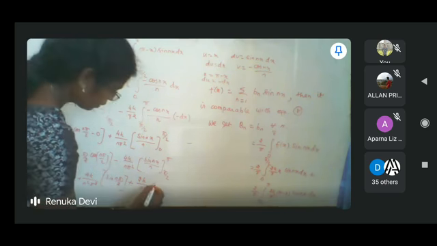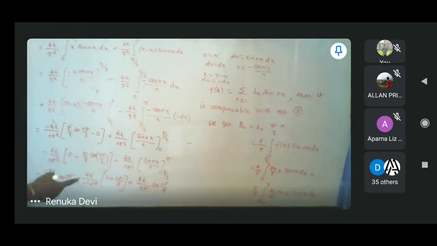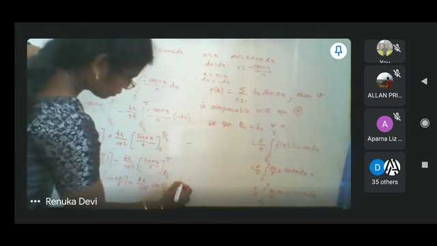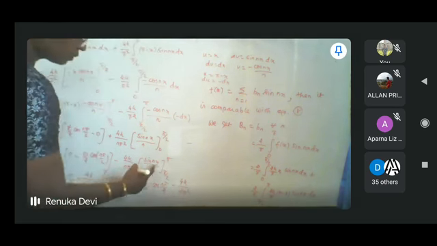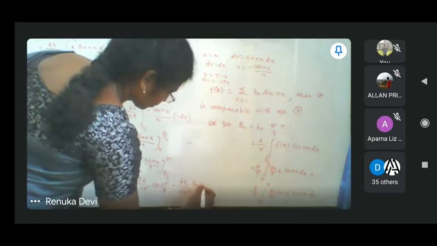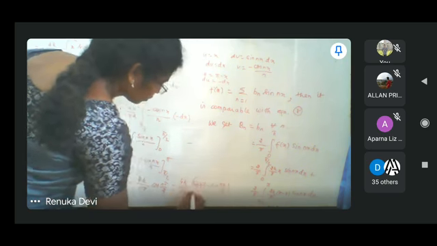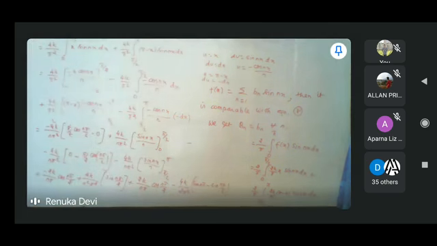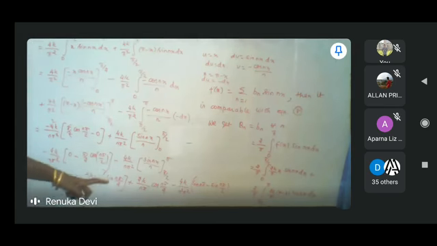Cos n pi by 2. Okay. Minus 4k by n square pi square. When you substitute the upper limit, it is sin n pi minus sin n pi by 2. So you compare this first and the third term, it will get cancelled because plus or minus.